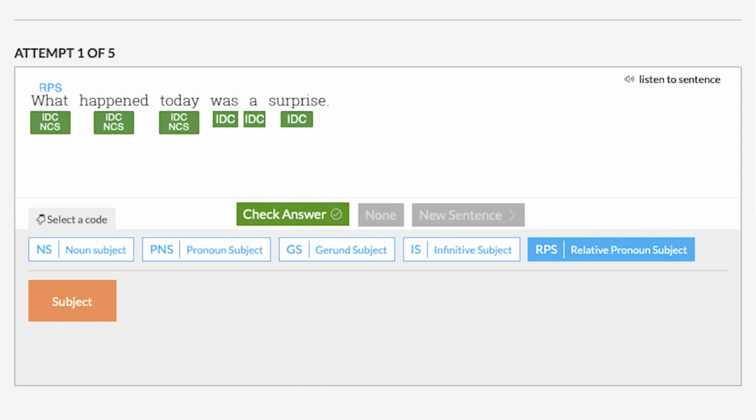The word what is a relative pronoun introducing the noun clause what happened today. The relative pronoun what is functioning as the subject of the verb happened within the noun clause.